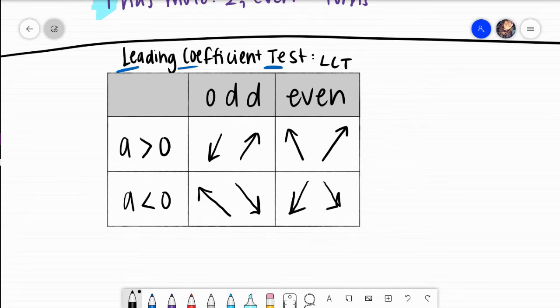Okay, so whenever we're given a function, we're going to use the LCT, the leading coefficient test, to figure out the end behaviors of our graph and which way it falls and rises. We need to know the x-intercepts, the y-intercept, the multiplicity, and whether it crosses or touches. And then after all of that, we can graph.